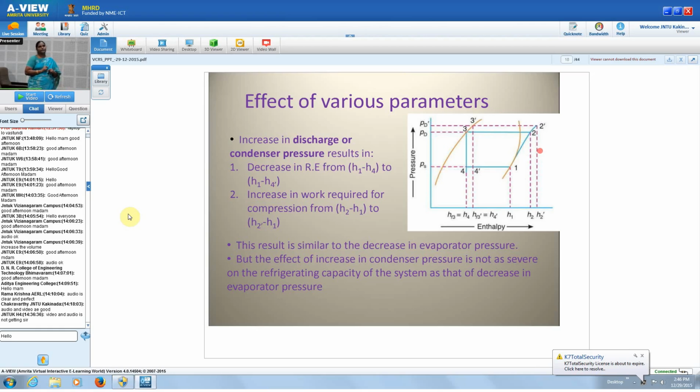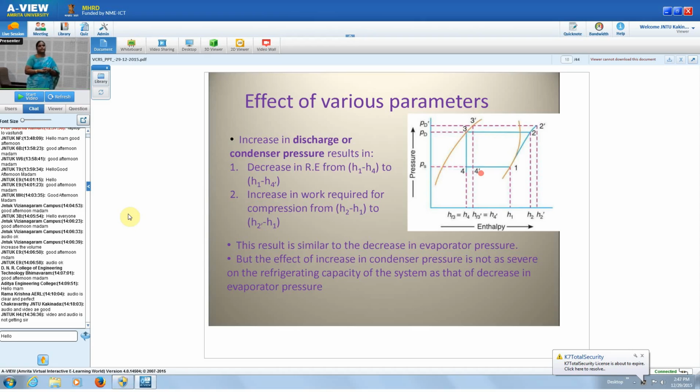1, 2 dash, 3 dash, 4 dash, 1. So that is the new cycle. So what is the effect on the refrigerating effect? The refrigerating effect for the previous cycle is H1 minus H4. So for this cycle, it is H1 minus H4 dash. So the refrigerating effect is reduced, reduced by the area under 4 dash.